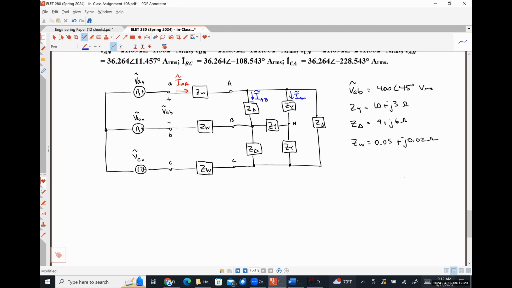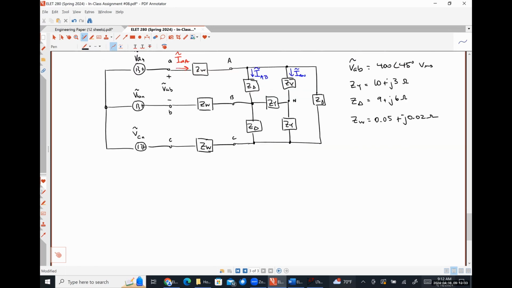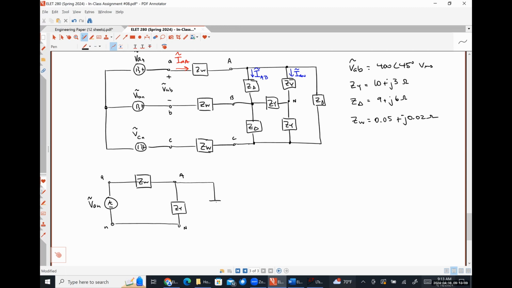Okay? So let's draw our single-phase equivalent circuit. Here's VAN. Here's ZW. Here's ZY. And now I'm going to put in parallel with ZY an impedance. Let me draw this box bigger so I don't run into issues here. Z delta Y. What that Z delta Y represents is my delta connected impedance transformed into a Y connected impedance so that I can just put it in parallel in my single phase equivalent circuit.